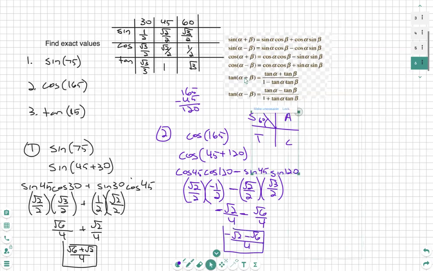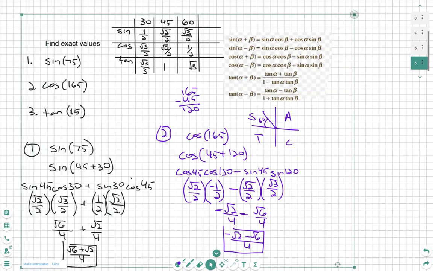We got one last one to do. Let's go for it. Let's minimize everything really fast and let's go for it.